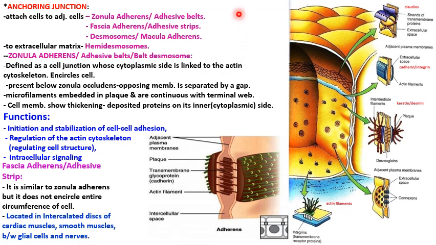Coming to the anchoring junctions. The zonula occludens, what we have seen, is an impermeable junction. The anchoring junction has three types, which are attached to the adjacent cells and to the extracellular matrix. The anchoring junctions are the zonula adherens, the desmosomes, and the hemidesmosomes. And there is another slight thing which is called fascia adherens also. We'll see to it. So the zonula adherens, the light blue structure you are seeing, is also called the adhesive belt or belt desmosome.